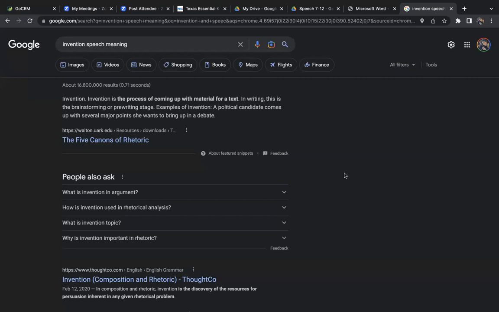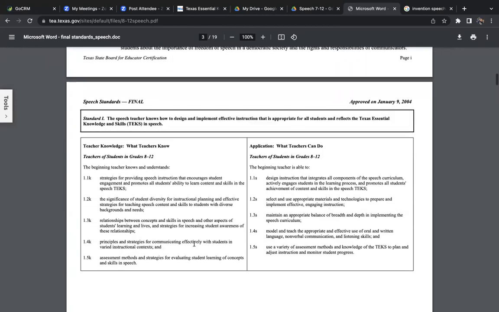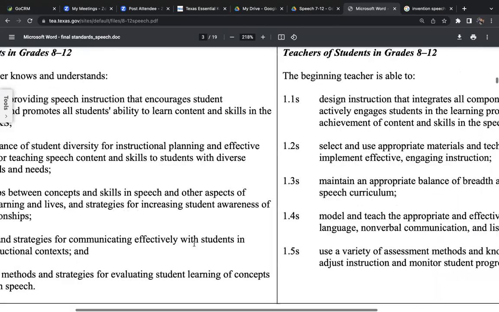And we already know that they want you to be listening and speaking and reading and writing with your students, just like you would in a reading class. And so you would have to be able to understand, based on what I'm supposed to be doing as a teacher, and they'll tell you in here about invention.